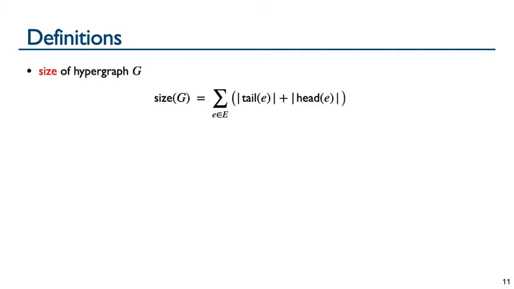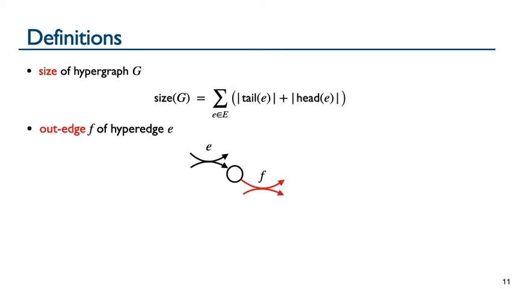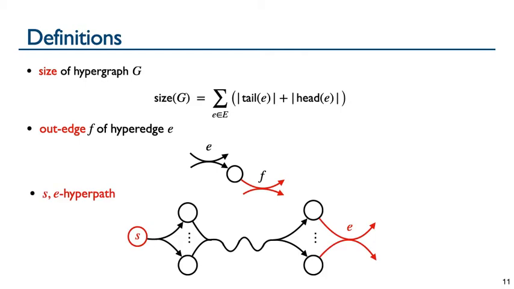Now for a few definitions. Here is a formal definition of the size of a hypergraph G, which is the total cardinality of all tail and head sets of the hyperedges in the hypergraph. We define an outedge f of hyperedge E as any hyperedge whose tail intersects the head of hyperedge E, as shown here. We define a hyperpath from source vertex S to hyperedge E as a hyperpath where each vertex in E's tail is reached by the head of at least one hyperedge in the SE hyperpath.